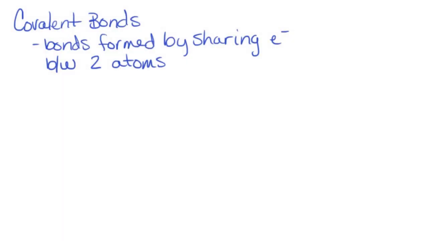Covalent bonds are some of the most common bond types that we talk about in biology. These bonds are formed by sharing electrons between two atoms. So the key words here are really the sharing and electrons. If you remember those two words, you should be able to really describe what a covalent bond is.